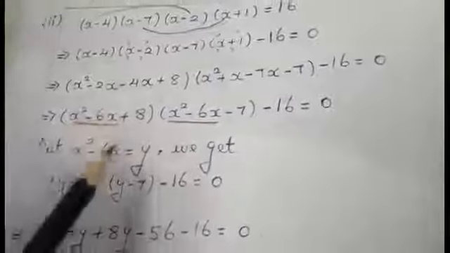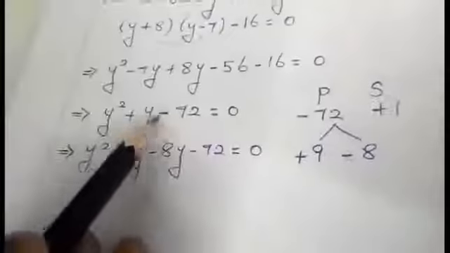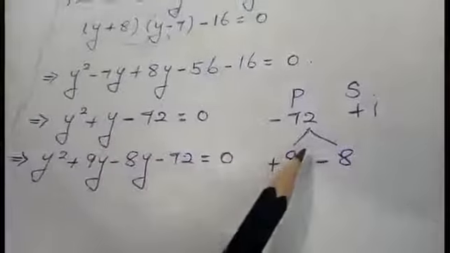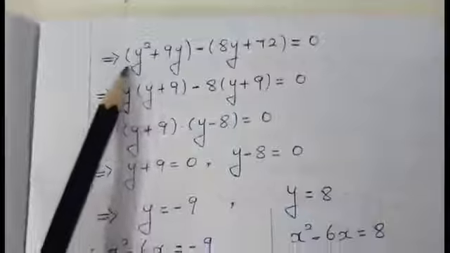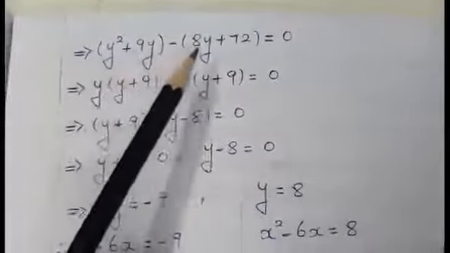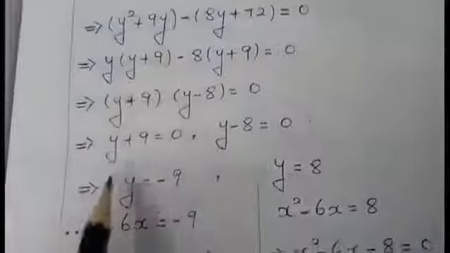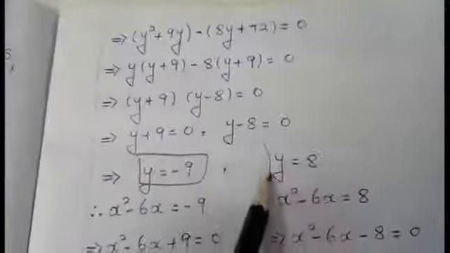Same like the first sum, you are going to replace it as y. After replacing, you will be getting the quadratic equation y square plus y minus 72 equal to 0. You are going to find using product sum or quadratic formula, students. After finding, you are going to find the values for y, that is y square plus 9y minus 8y minus 72 equal to 0. You are going to do the calculation, students. The final answer for y is y equal to minus 9 and y equal to 8.